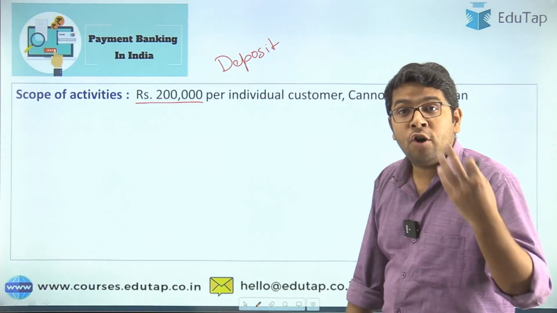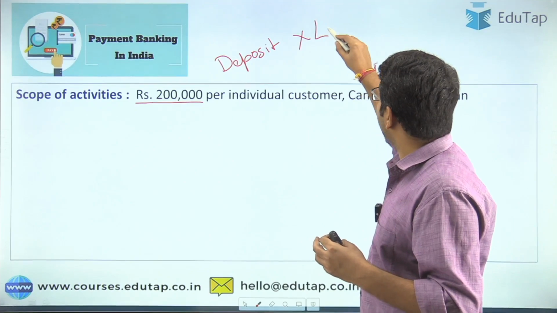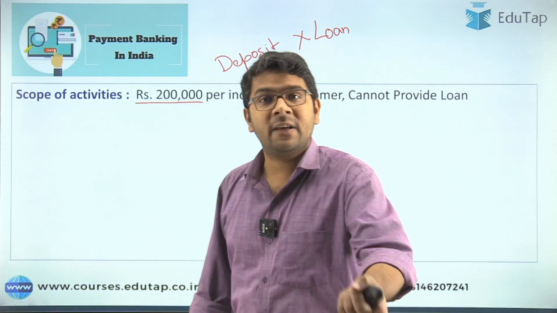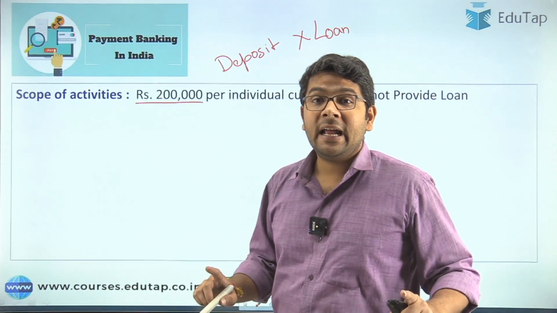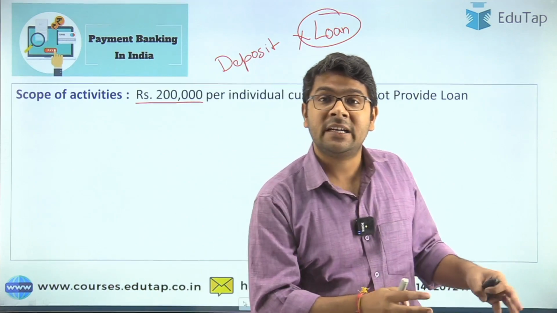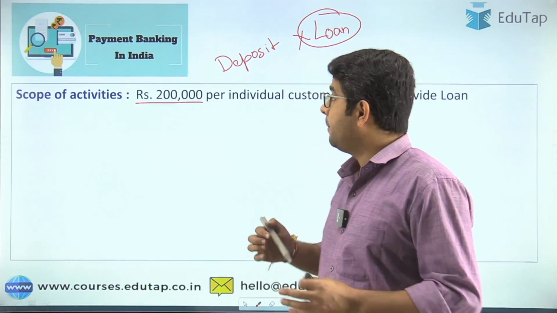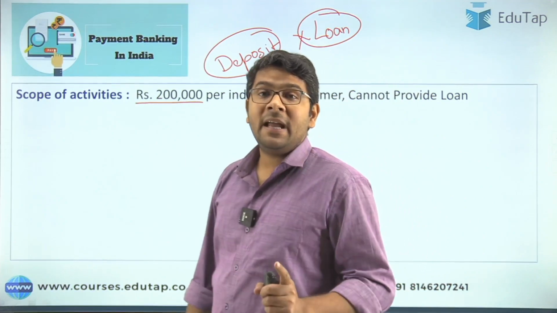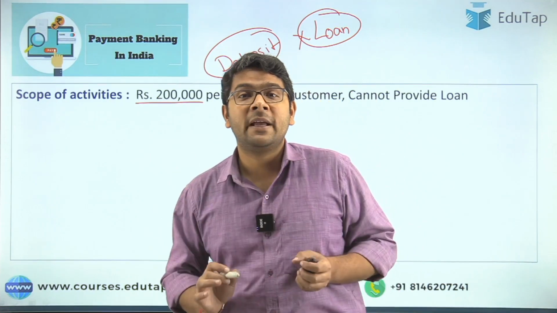And they cannot provide you a facility of loan. Small finance banks can indulge in deposit as well as lending activity, whereas the payment banks cannot lend you loans. They can have the deposit facility. You can deposit the amount in the payment bank, but you cannot lend. So this is the first point of difference between payment banks and the small finance bank, and actually how the payment banks differ from the normal banking system.